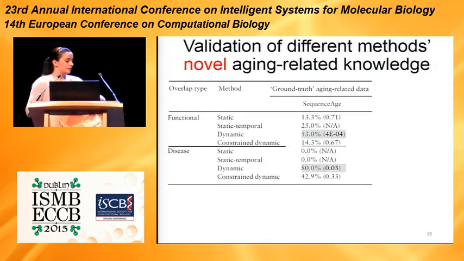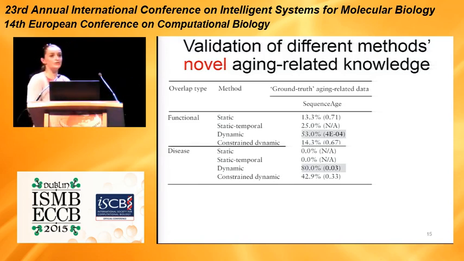So we make some novel aging-related predictions that are absent from the current ground truth data about aging, and because really there's nothing that we know about them, we try to find indirect evidence that they are biologically meaningful. So we compare functional overlap or disease overlap between our predictions and what is called GenAge in our study. This is as trusted aging-related data as you can find out there.